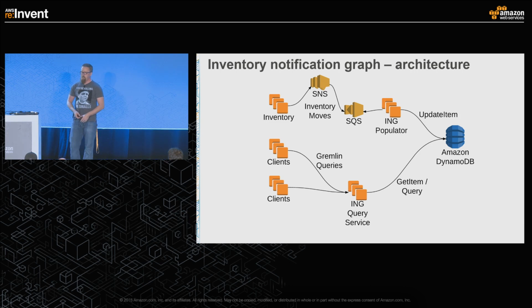So this is what we ended up coming up with as far as the architecture goes. We have our inventory system that emits these inventory move events. Those go to SNS, that feeds an SQS queue. Then we have our inventory notification graph populator. It reads all these events. It creates the appropriate vertices and edges. If there's a failure, it can always just throw back the event, process it later, fix all the nodes. And that all feeds into DynamoDB. On the other side, we have some clients which know how to query using our ING query service that abstracts away all the details of how Titan is implemented in DynamoDB.